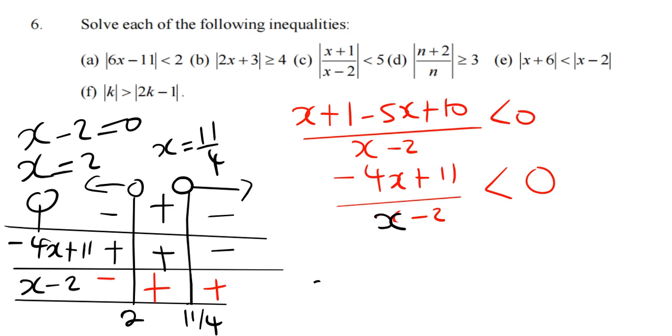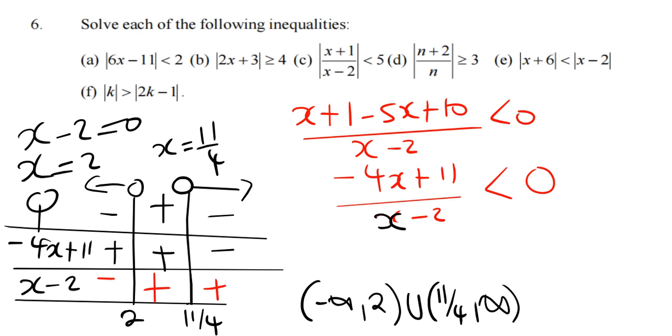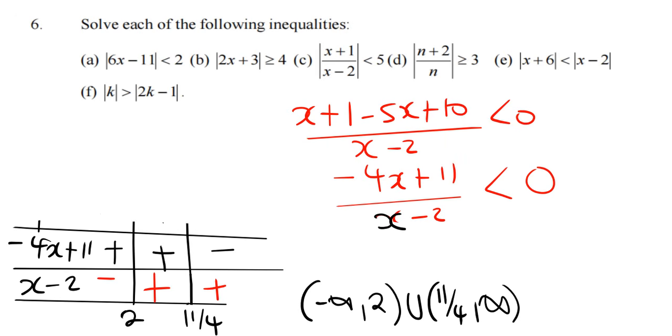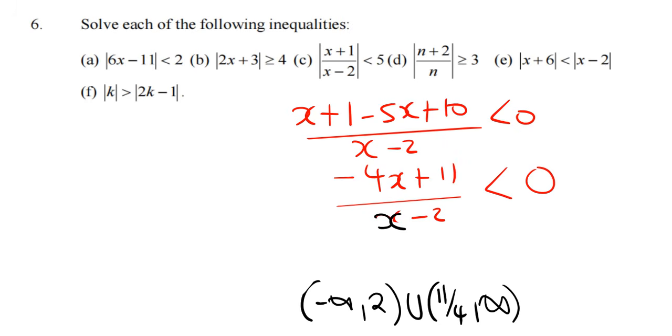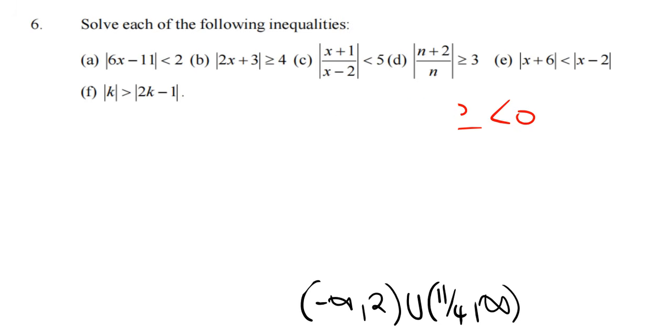So in this case, the solution for the first one, you're moving from negative infinity to 2. 2 should not be included because it's going to make the function undefined. Union, and then also the 11 over 4, and all the way to positive infinity. Alright, this is for the first part. Then you also do for the second part, and you unite whatever you have. Alright, so that is what we have for the first part.